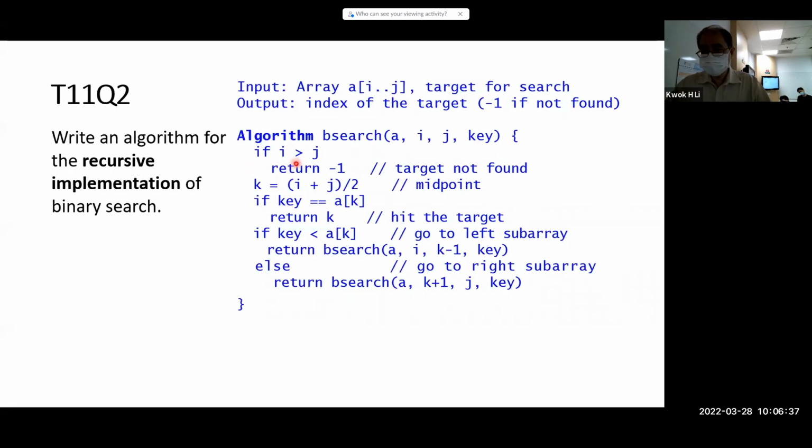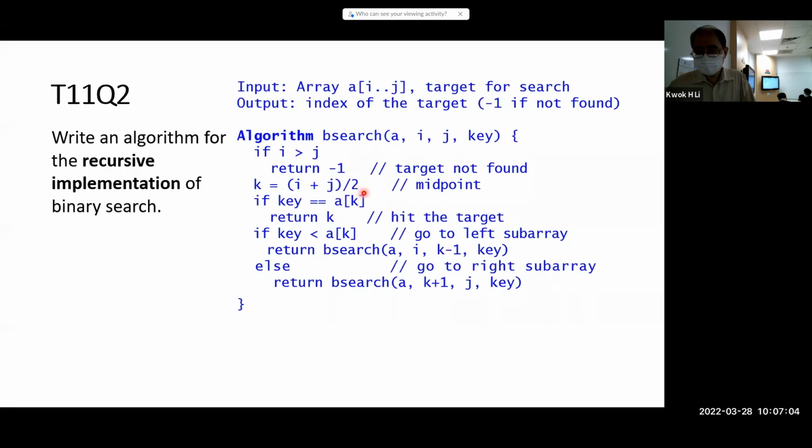Okay, so first of all, we expect that I will be the starting point, J will be the ending point. I should be smaller than J. If I is greater than J, come on, something is wrong. Return -1, you cannot find it. Your starting point should be smaller than the ending point.